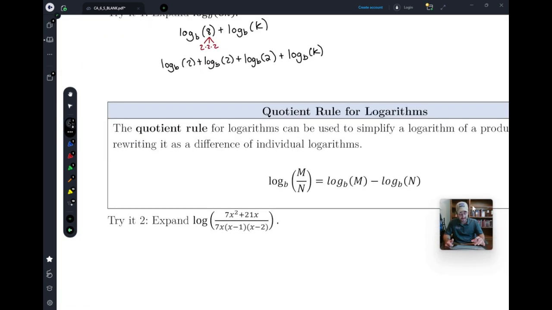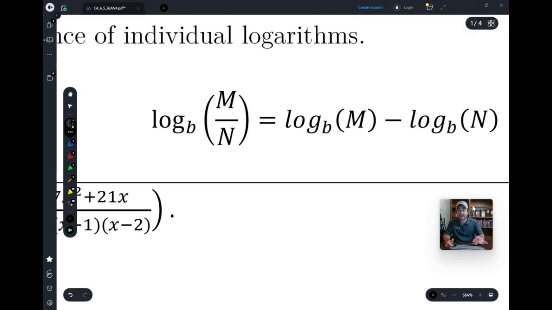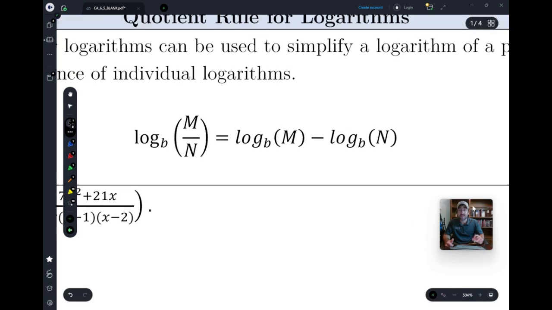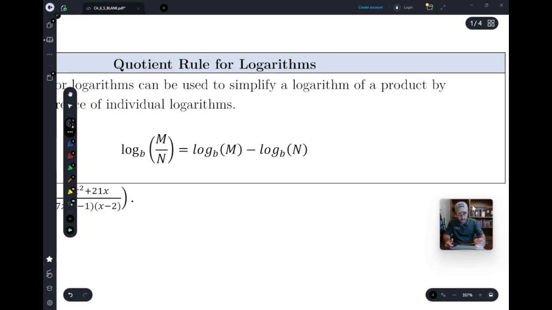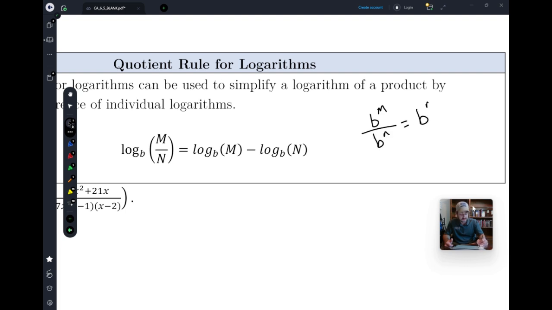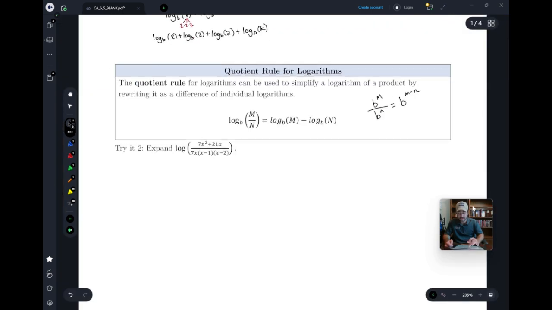Now it's pretty similar in a pretty similar way. If you see division on the inside, it turns into subtraction on the outside of an expanded log. You'd be like, does that fall in line with the other rules we've learned? Well, yeah, you remember the exponent property of b to the m over b to the n, and you subtract the exponents. You've got right here division on the outside turning into subtraction on the inside of the exponent. But now we've got division on the inside of the log turning into subtraction on the outside of two logs.